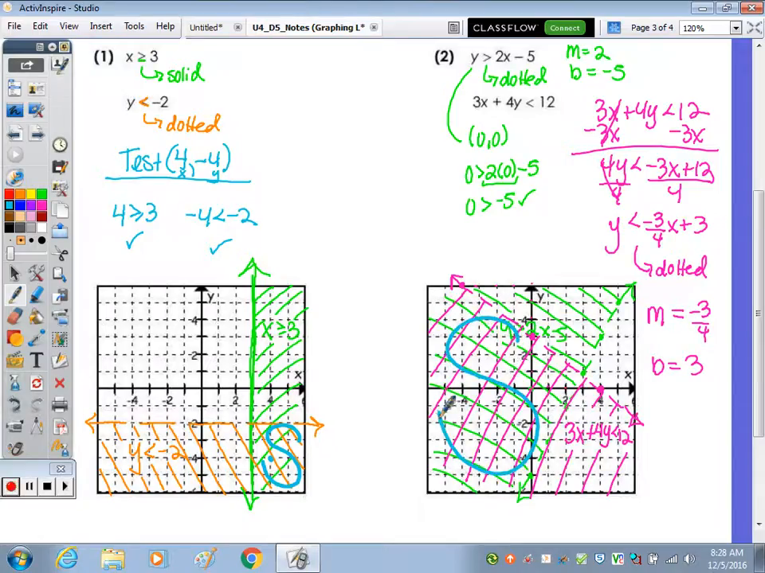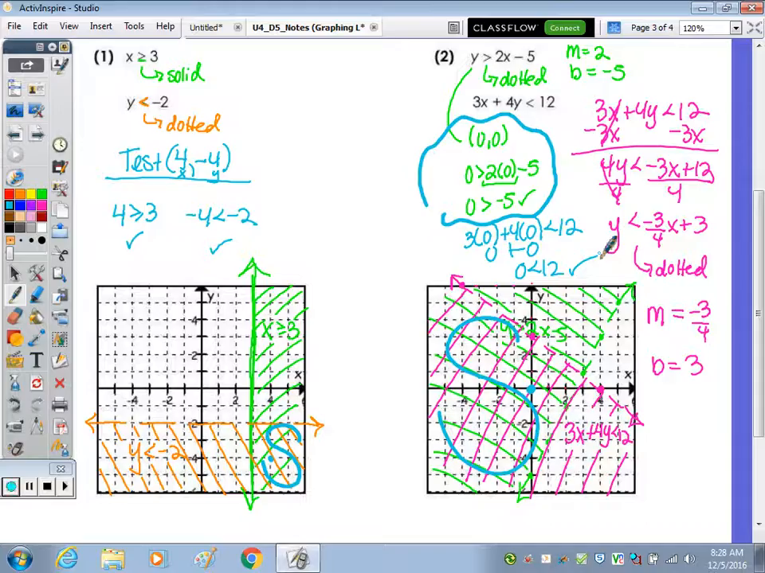And the point that I'm going to test is 0, 0, because that's the easiest one to test. And we know it worked for the green. So we need to make sure, because that's really the check for the first one right there. So now I need to check. When you check, you need to plug it into both. So there's the check for that one, and then is 3 times 0 plus 4 times 0 less than 12. 0 plus 0 is 0. And the sum of 0 is less than 12.